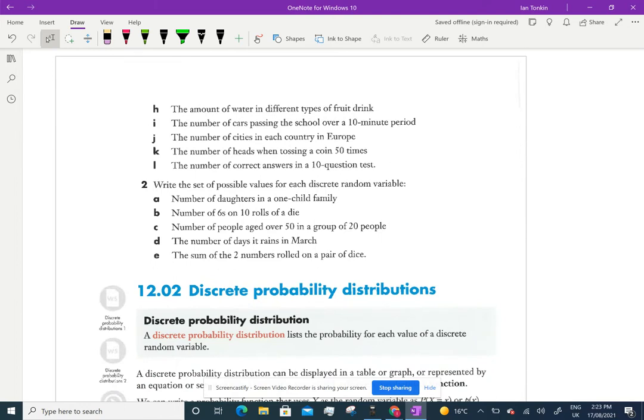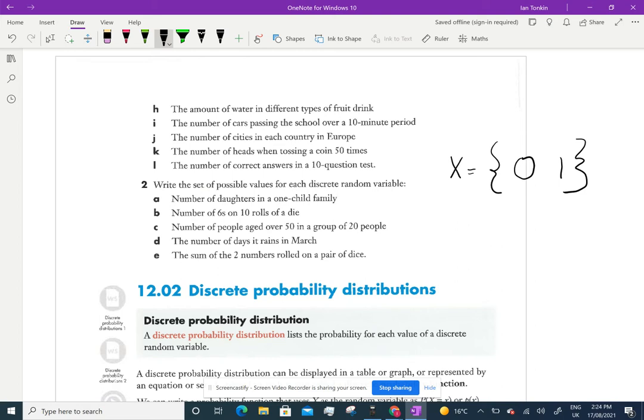Now, when we write the set of values for a discrete random variable, we're going to be using this symbol. And when we write it, we're going to use X, a capital X, to represent all the different discrete random variables in there. So the number of daughters in a one-child family. Well, you could have no daughters, or you can have one daughter. There are all the different things that can happen, and that is discrete.